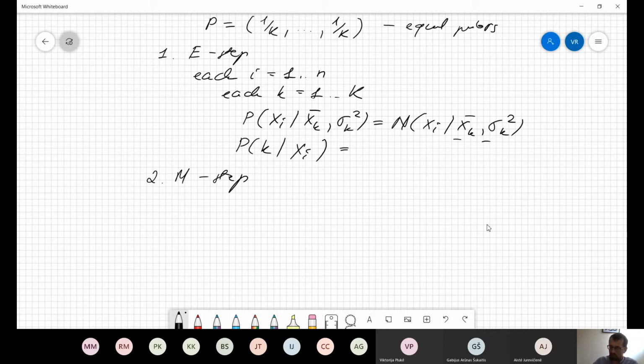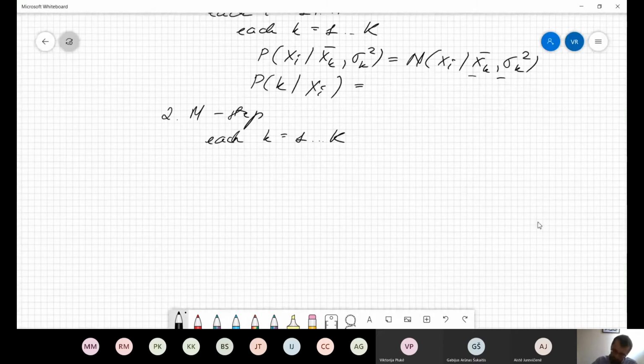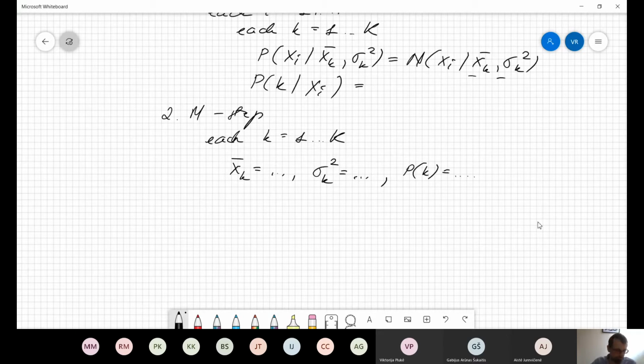So basically we have probabilities assigned to each point. Now, for each k from 1 until capital K, for each cluster, we calculate the average. You know the formula, we just gave it. We calculate the sigma, sigma of k, and we calculate the prior probability for this guy.